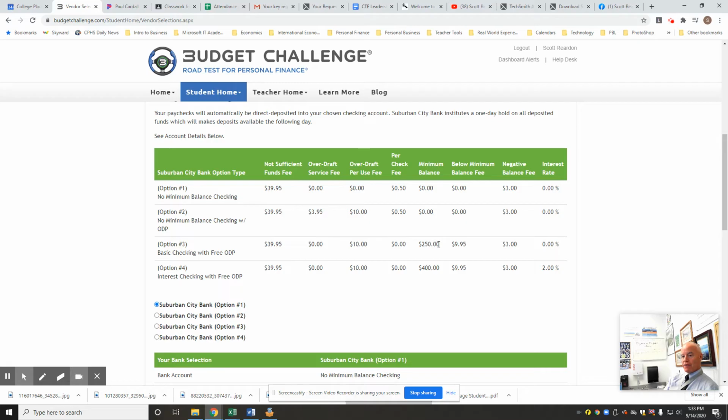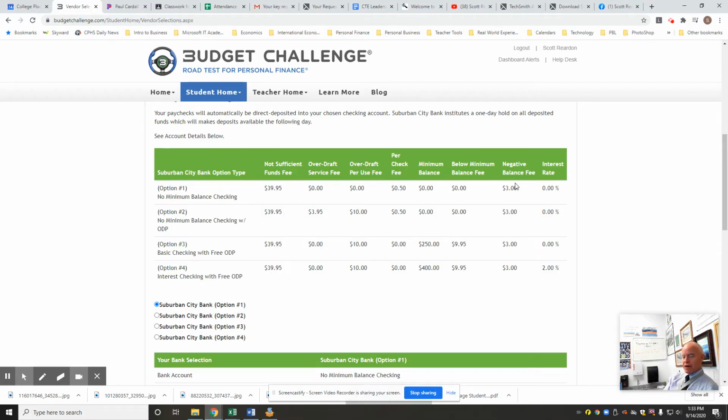In option 3, you have to carry at least $250 in your checking account at all times. You're tying up $250. With option 4, you have to tie up $400. You must have that amount in your account at all times. And if you don't, they're going to charge you $9.95. Now notice options 1 and 2 don't have a minimum balance fee because there is no minimum balance required, especially option 1, which is your budget plan.